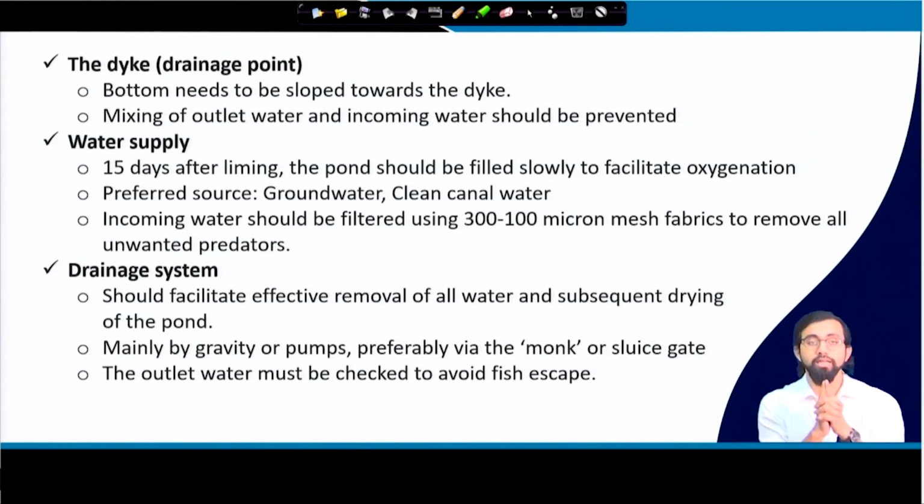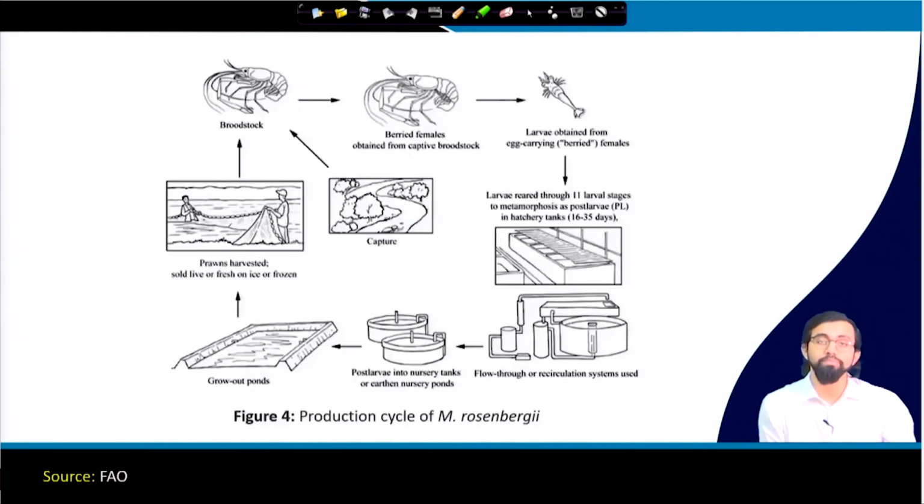Drainage should be done by gravity or by pumps, preferably via a monk structure or a sluice gate structure. A monk is a civil construction term which I'll discuss in detail in later lectures, on how to design this sluice gate for tide-fed farms. The outlet water must be checked to avoid fish escape, so you can put a net material which has a mesh size lower than the minimum size of the fish dwelling in your farm.